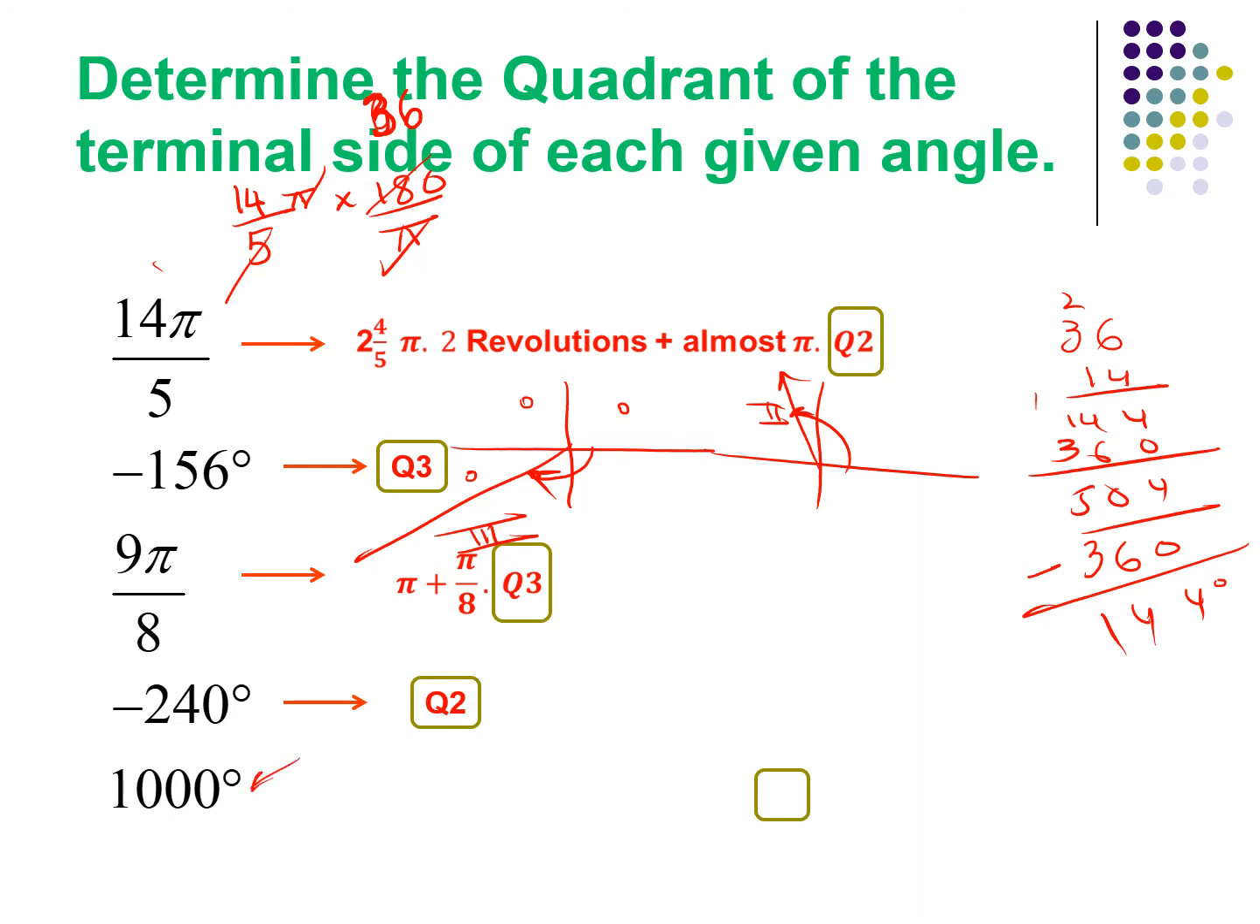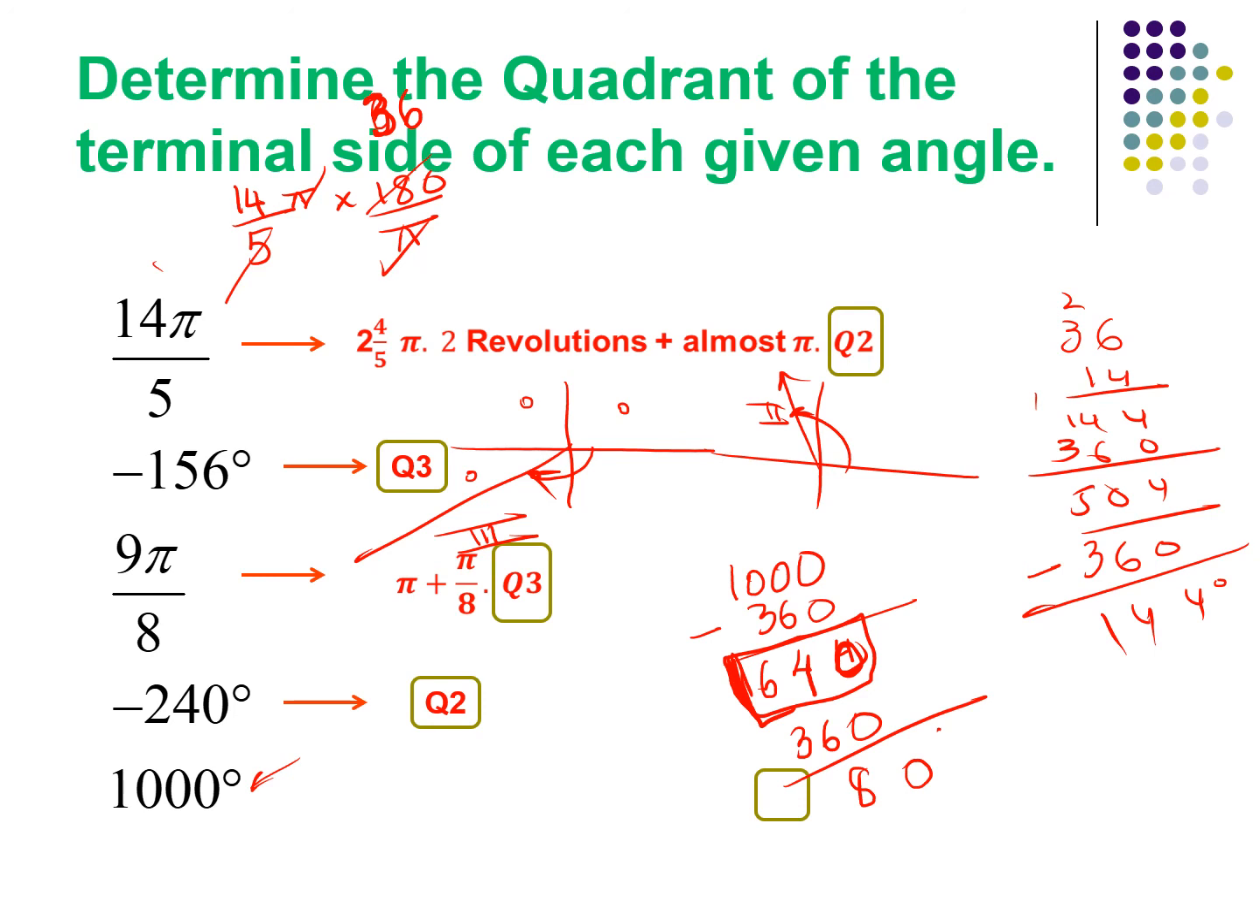Now let's do one with me: 1000 degrees. Now 1000 degrees is very much bigger than 360 degree. So subtract 360 from it, and you will get 640 degrees. Now 640 degrees is also bigger than 360. Again subtract 360 degree, so you will get 280 degrees.